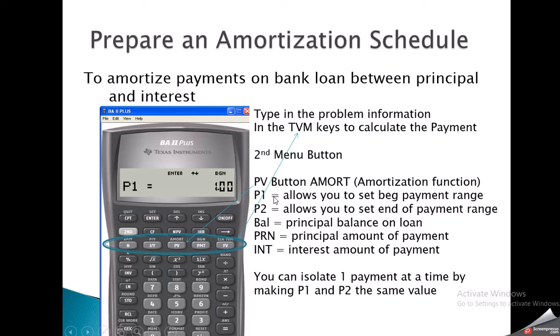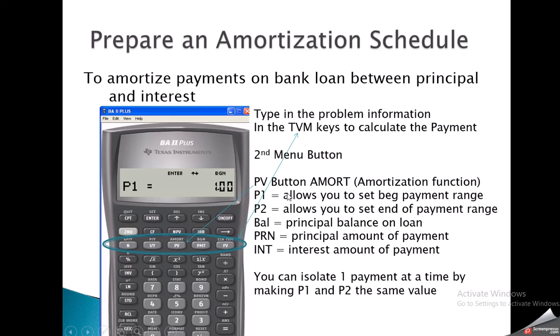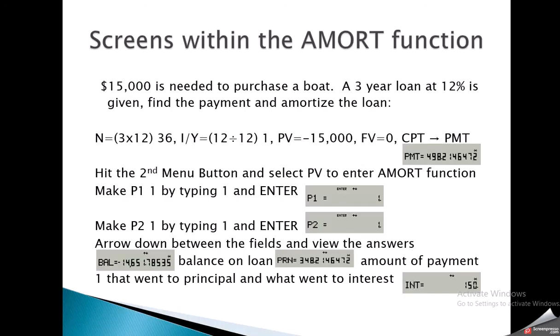You could also do a range. You could say, well, I want to know how much interest I pay for the whole year. Your P1 could be 1, and then your P2 could be 12. And then your balance would be, what is it at the end of the year? How much principal did you pay in those 12 months? How much interest did you pay in those 12 months? So you can isolate that any way you want to, or any way that the problem asks you to.